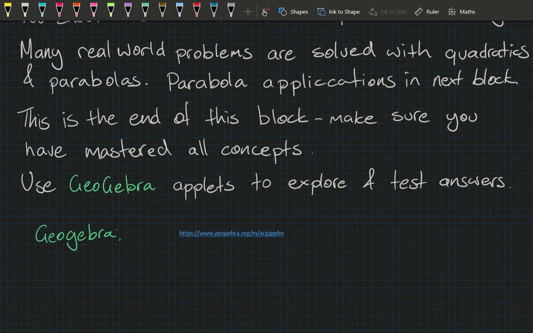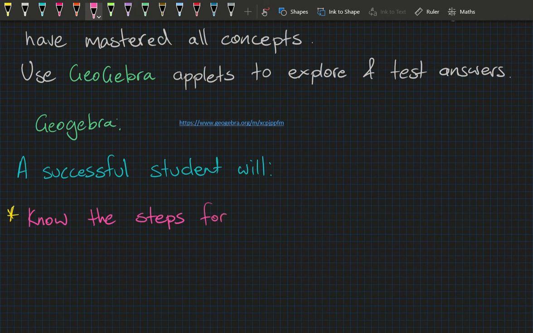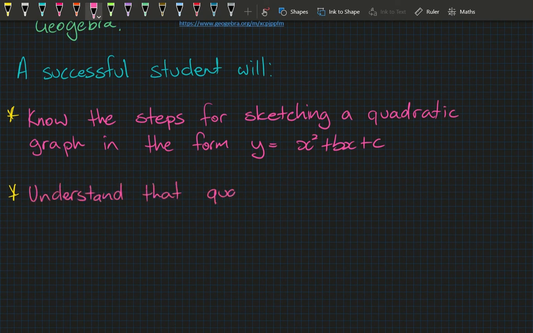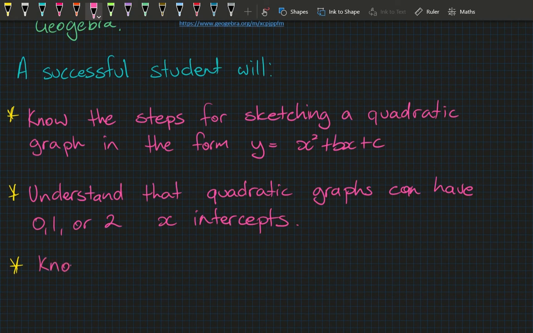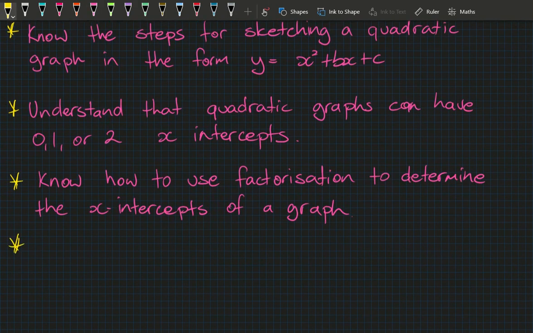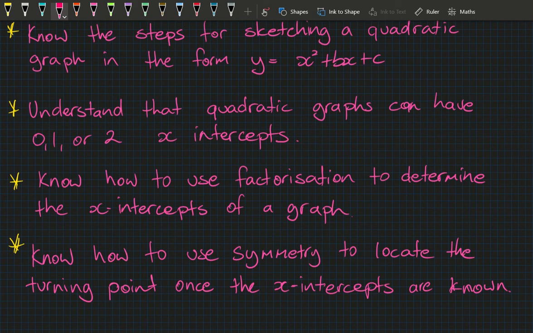All right, so in this lesson, a successful student will know the steps for sketching a quadratic graph in the form of y equals x squared plus bx plus c. Understand that quadratic graphs can have 0, 1, or 2 x-intercepts. Know how to use factorisation to determine the x-intercepts of a graph. And know how to use symmetry to locate the turning point once the x-intercepts are known. Okay, so they're all the keys to success.